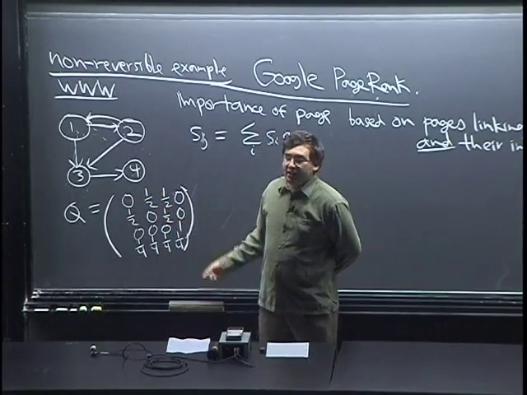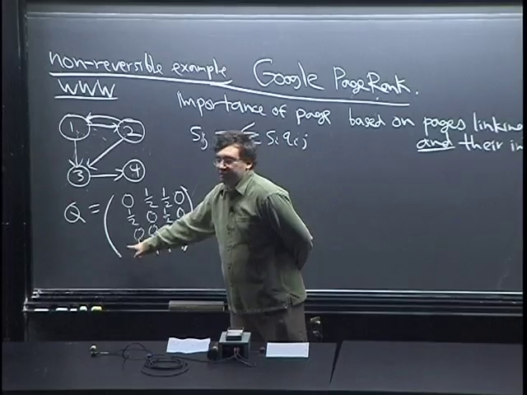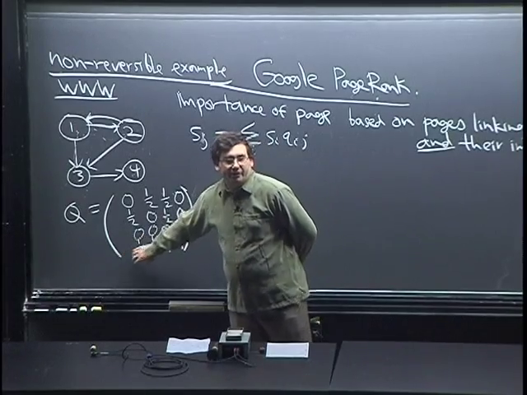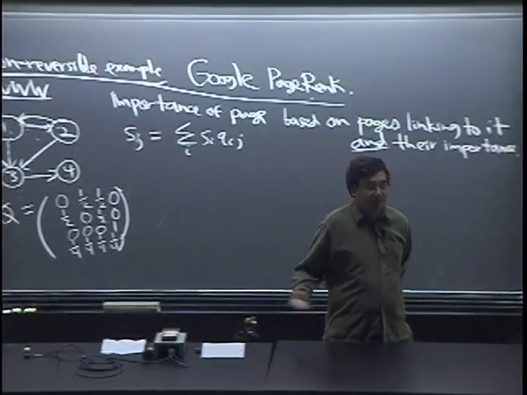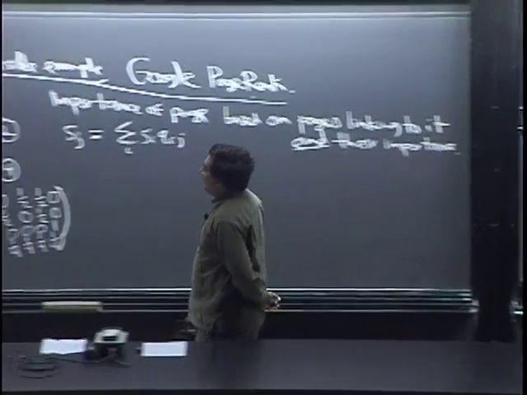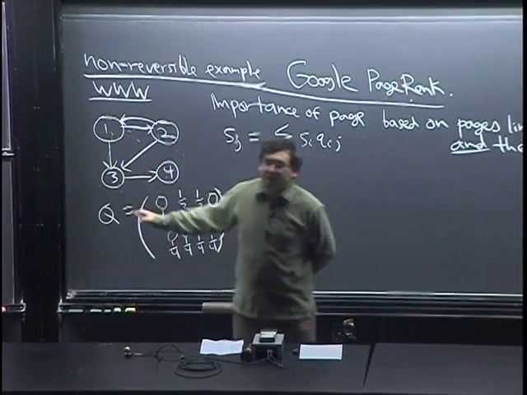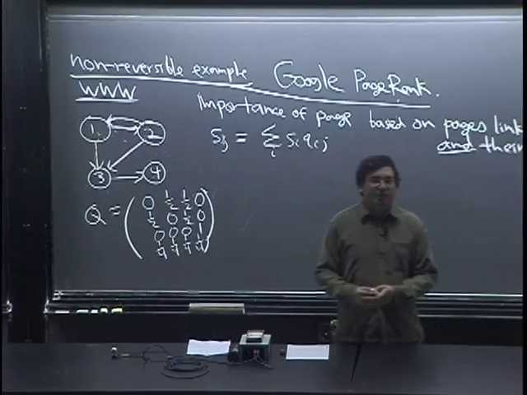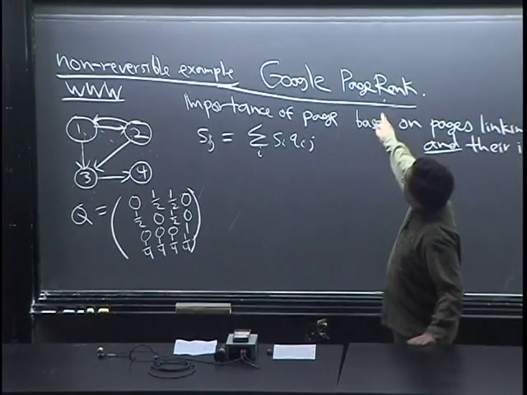Okay, so you define Q in this way, where you're just doing all the links, but you're making each row sum up to 1. And if there's a page that has no links, then just make it 1 over the number of pages in the entire web. So this has a pretty natural interpretation.